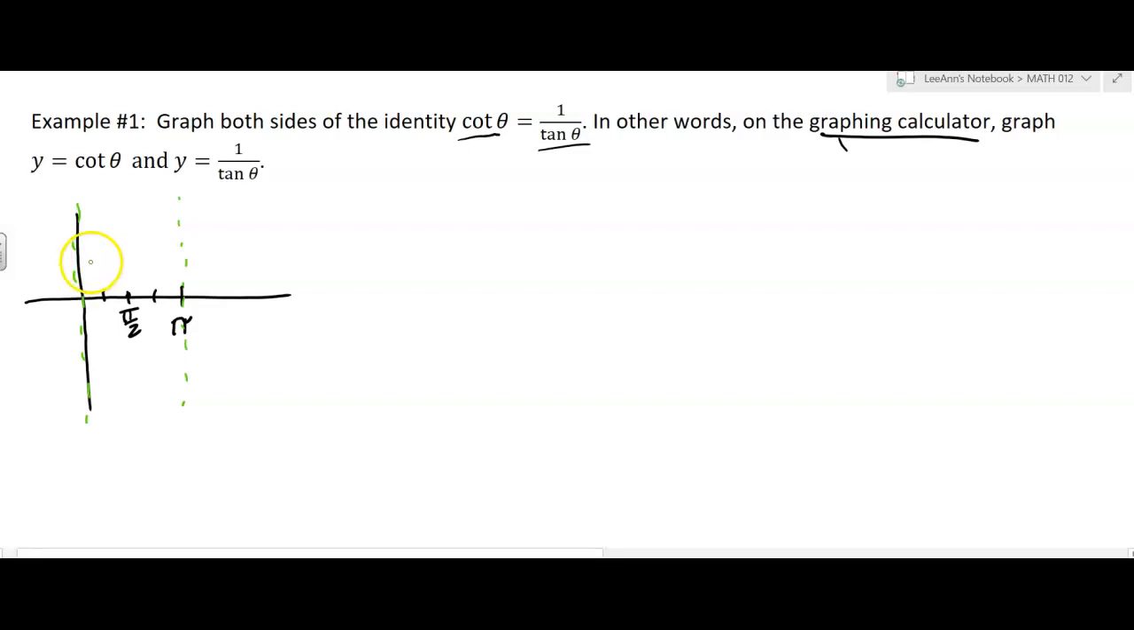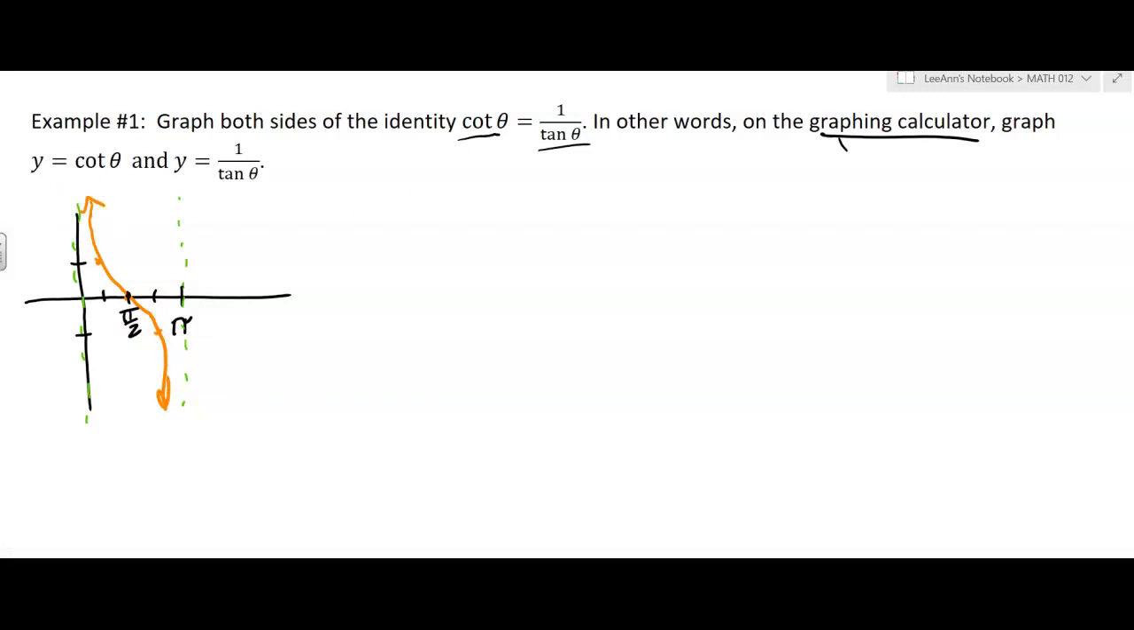1 and -1. Oops, I didn't mark off a 1. So they're going up to 1 here, down to 0, and down to -1. So it's going something like that. And that would be one period.